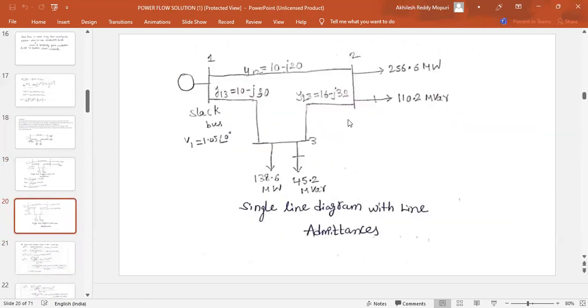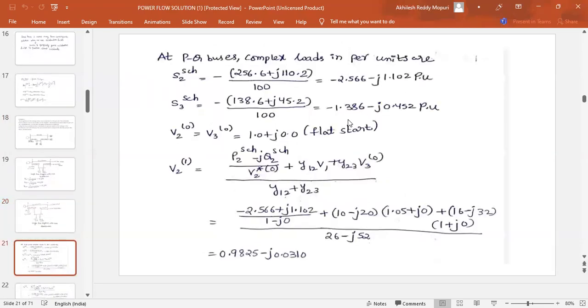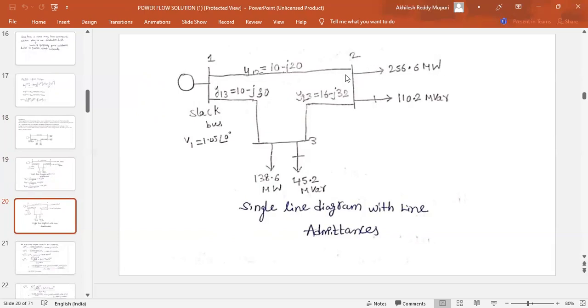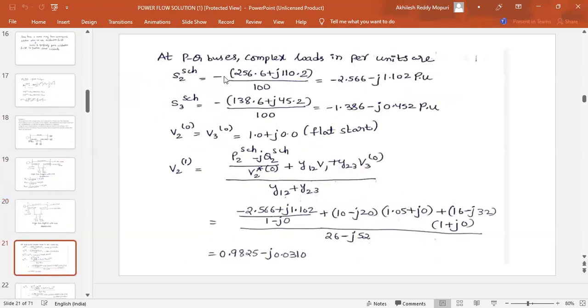One more important thing: whenever you are finding the scheduled power for a PQ bus or load bus, take negative. Whenever you are finding the scheduled power of a PV bus or generator bus, take positive. Since here the second bus is a PQ bus, the scheduled power will be the negative of the actual value divided by the base value. That gives me the per unit value. Similarly, the third bus is also a PQ bus in this problem. Negative of actual by base gives me the per unit value.